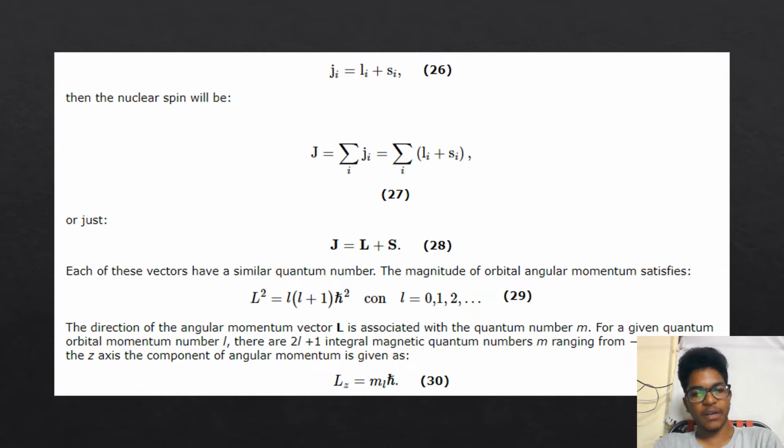The direction of the angular momentum vector L is associated with the magnetic quantum number m for the given orbital quantum number l. There are 2l plus 1 integral magnetic quantum numbers. The z-axis component of angular momentum is given as Lz equal to m_l h-bar.